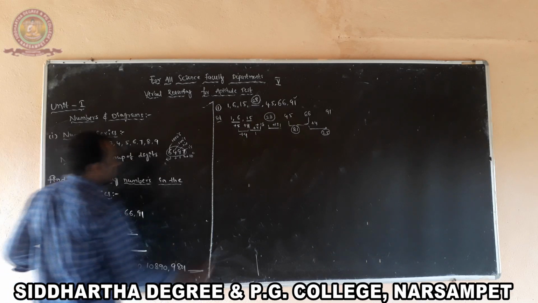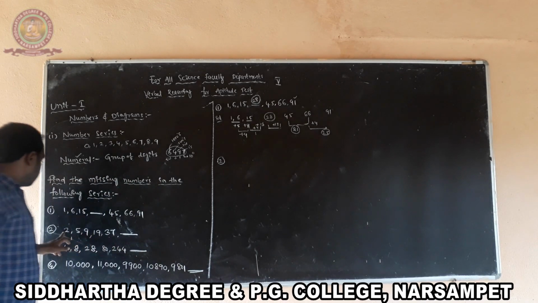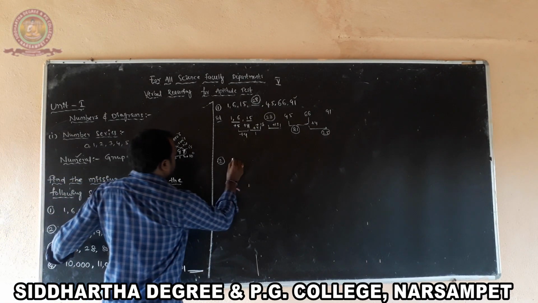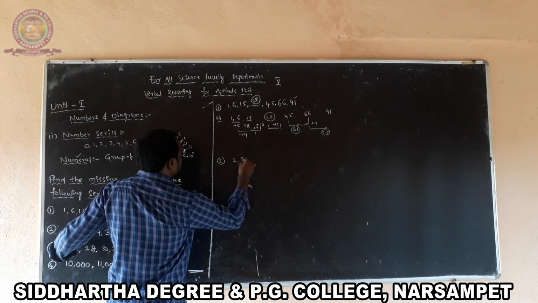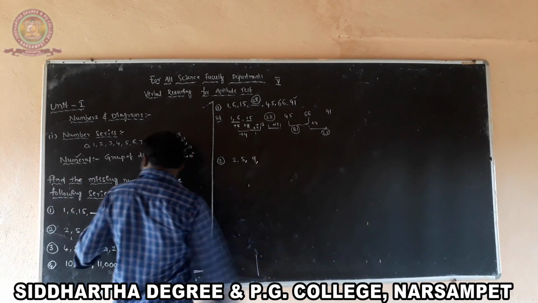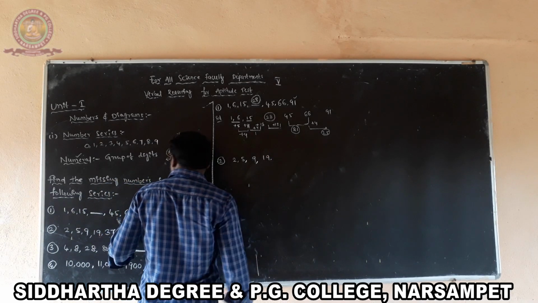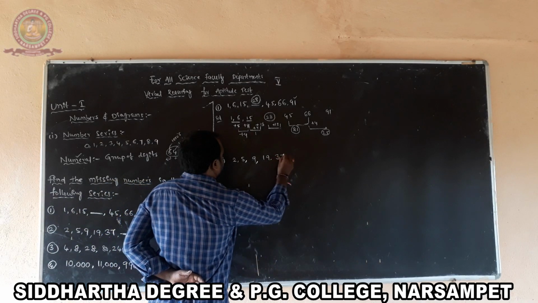Next, the problem number 2. The following series is 2, 5, 9, 19, 37, right?